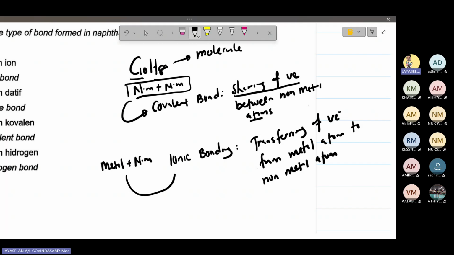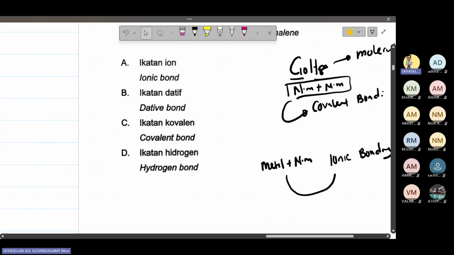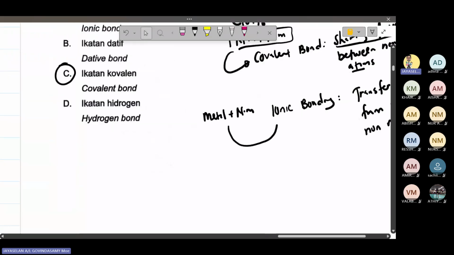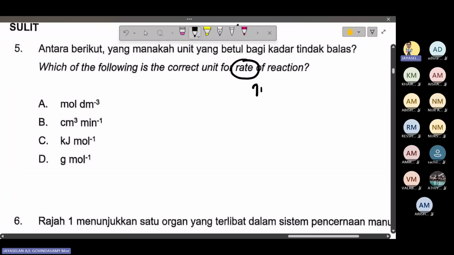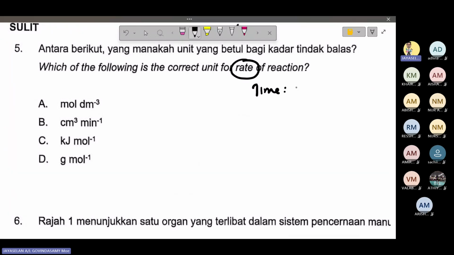Okay, any questions so far? So far no question. All right, so we go for this bonding is known as what bonding? Covalent bond. All right, so next one. What is the unit for rate of reaction? Rate means must have time. What is the unit for time? Second or minute, or we have one more, what? Hour. Alright, so rate of reaction.